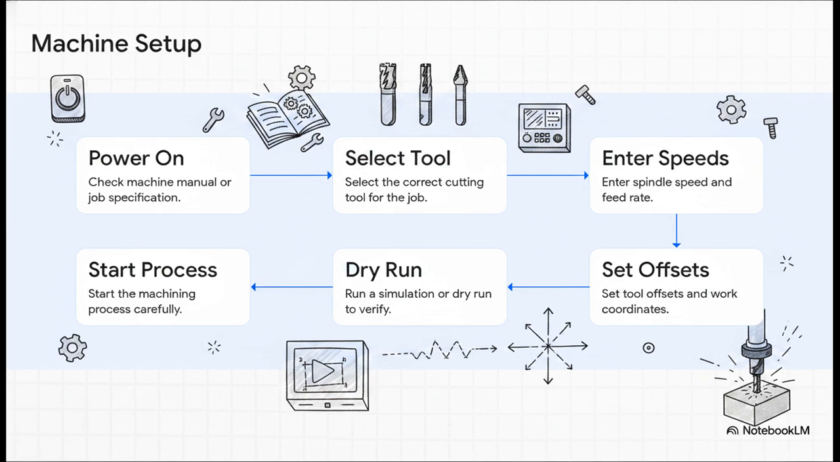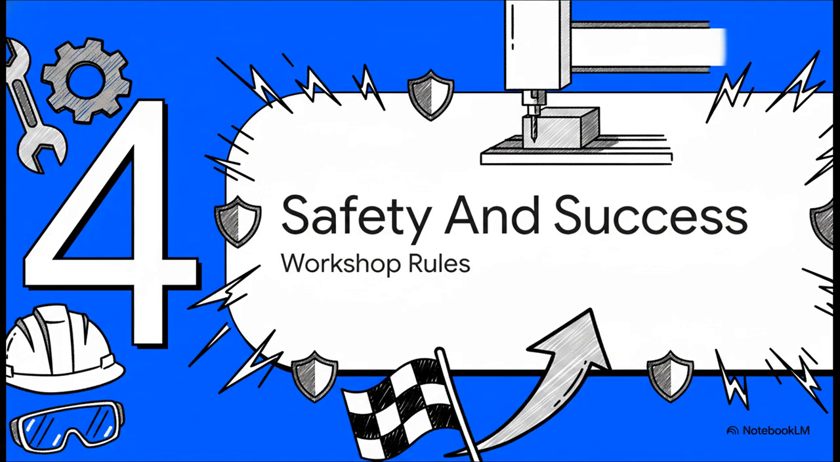the dry run. Before you ever allow metal to touch metal, you must run the digital simulation on the screen or physically run the machine just cutting air above the part. This verifies your parameters are exactly right and prevents catastrophic crashes. Seriously, never skip this step. Only when that is completely verified do you actually start the machining process. This brings us to our final part, Section 4, Workshop Safety and Success.